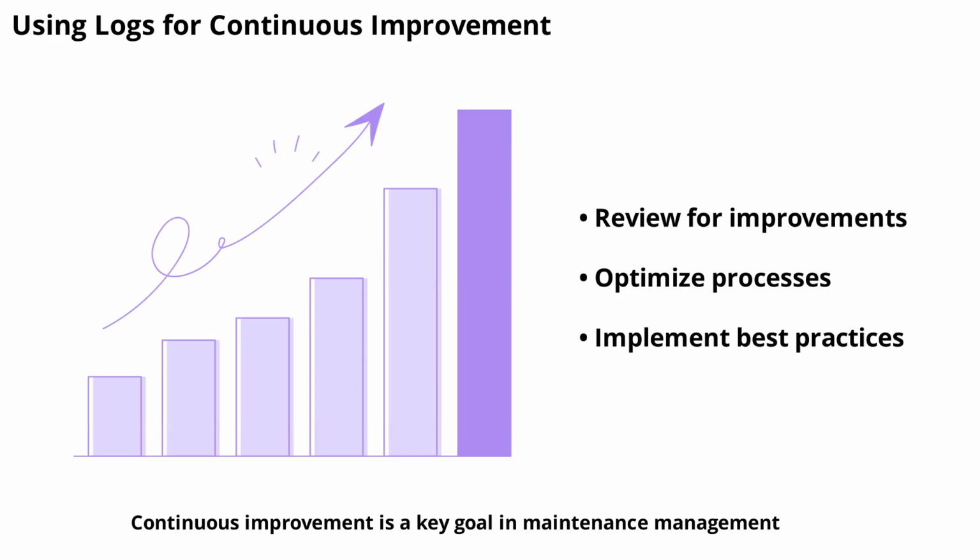Continuous improvement is a key goal in maintenance management. By regularly reviewing your maintenance logs, you can identify areas for improvement, optimize processes, and implement best practices. This ongoing effort leads to better performance, reduced costs, and greater asset reliability.